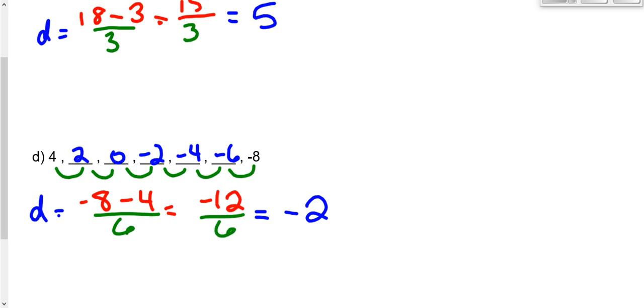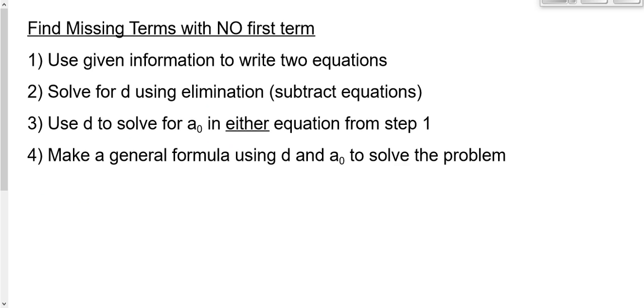We do have one more situation where we would have to find a missing term, except this time we don't have a first term. So I'm going to give you the directions to do that. If we need to find a missing term with no first term, go ahead and write down these steps. Pause the video if you need to finish writing them down.